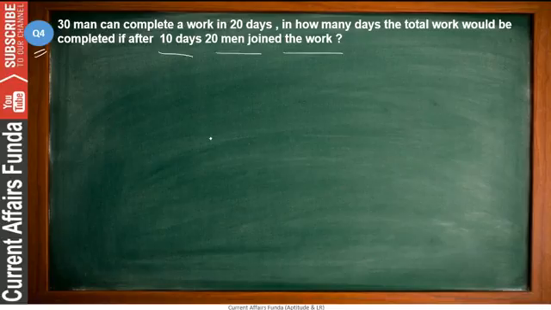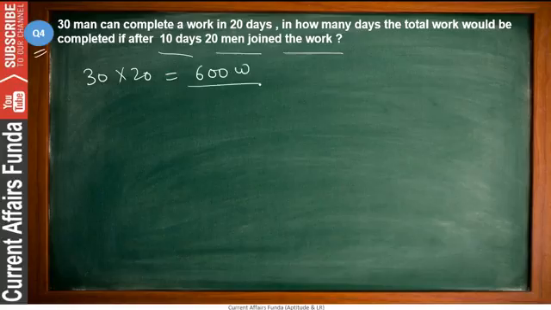Okay, so previously a few people were leaving, and in this question a few people will join the work. Okay, so friends, in the starting 30 men are working 20 days, so total units it will be 600 total work.